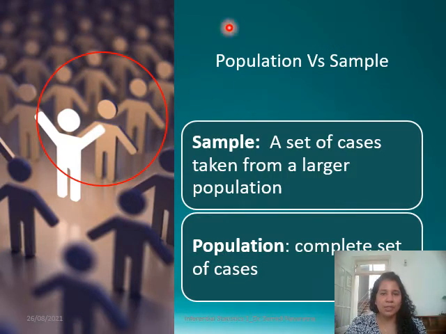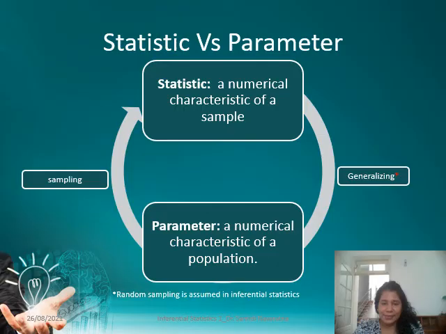So, the population is the entire group that you want to draw conclusions about, and a sample is the specific group that you will collect data from. So, remember that. So, let's see. What is a statistic and what is a parameter? So, a statistic is a numerical characteristic of a sample, whereas a parameter is a numerical characteristic of a population. So, in that case, what we calculate is a statistic, whereas the true population value is a parameter.